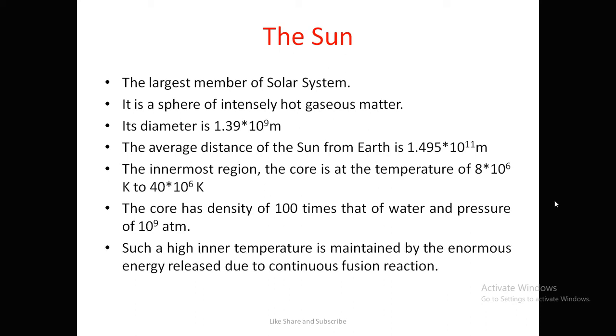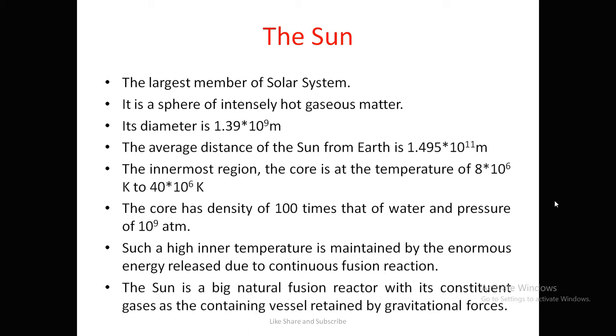Let us move on. Such a high inner temperature is maintained by the enormous energy released due to continuous fusion reaction. So the reaction in the sun is fusion. Because of these fusion reactions, it can release enormous energy. So the sun is a big natural fusion reactor with its constituent gases as the contained vessel, retained by gravitational forces.